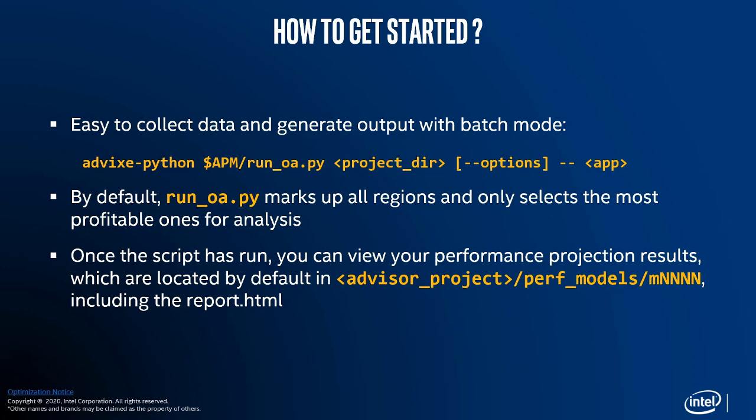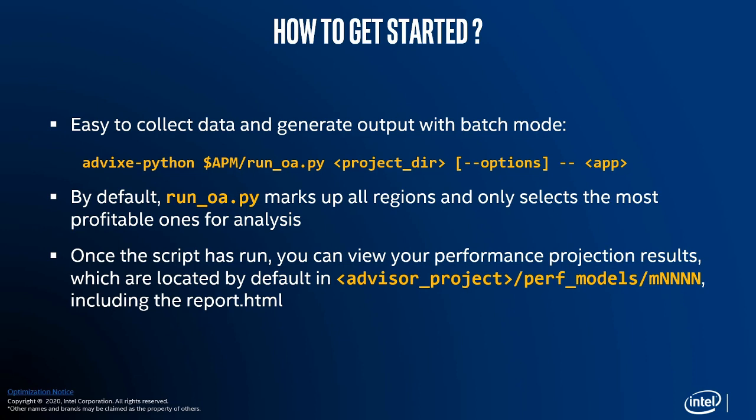Then you specify a project directory where you want your results in, and then you can either specify additional options, for example, like the GPU type you want to model, or you can directly specify your application after a double dash that basically separates the command line parameters of the Advisor tool from the command line parameters of your application for the interpreter. And then the run_oa Python script, which is part of Advisor, marks up all regions that are profitable for offloading, and then goes into deeper analysis with those.